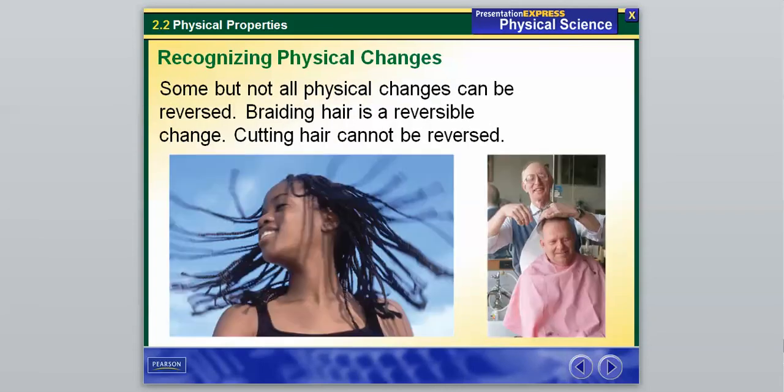And to wrap it up here, some but not all physical changes can be reversed. Braiding hair is a reversible physical change. We're changing the way the hair looks, its appearance, it's just its physical properties, but we're not actually changing the composition of the hair. But cutting hair, however, is a physical change, and it cannot be reversed. You're not going to be able to reattach your hair to your head after you get it cut off. So both of those are physical changes, but being able to reverse is only a characteristic of some, where others cannot. So that is it for section 2. Let me know if you have any questions.